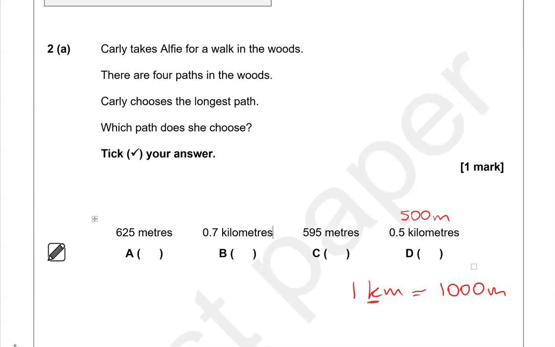0.7 is going to be 700 meters. So you can see the pattern. 0.5 was 500. 0.7 is going to be 700. So now we can easily compare them. Which one is the longest? 625, 700, 595, 500. So 700 is the biggest number, and that's the longest distance, the longest path.